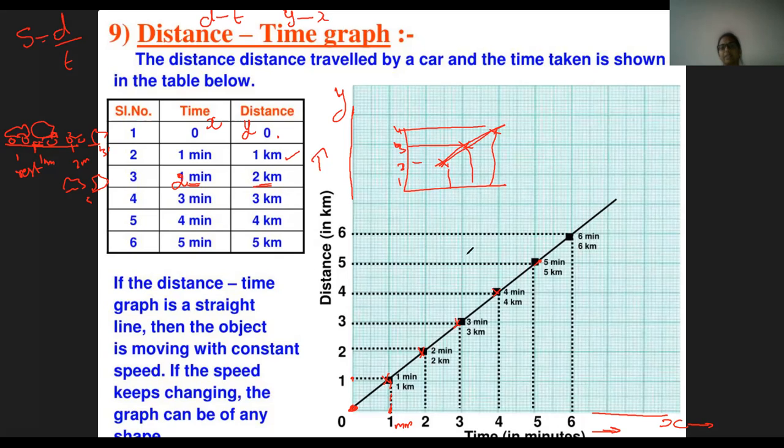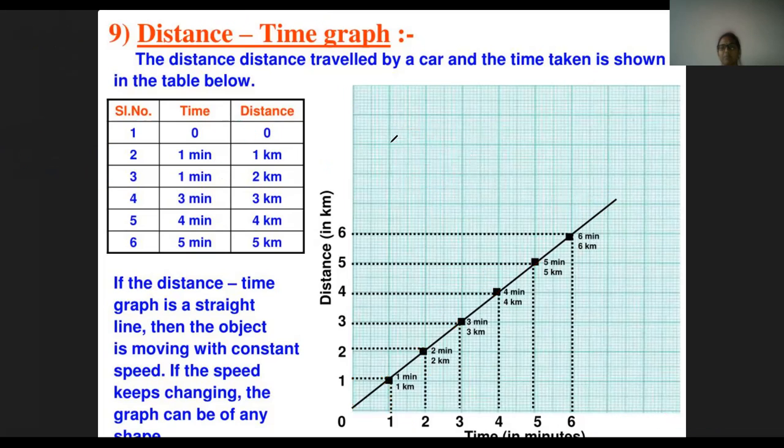If the line is passing through the horizon, it's a straight line. With a straight line, we can see equal distance traveled: 1 kilometer in the first minute, 1 kilometer in the second minute, 1 kilometer in the third minute. That means equal distance is traveled in equal intervals of time: equal time, equal distance. So this is what we call uniform motion or uniform speed. Clear, children, what is uniform motion? If the straight line is passing through the horizon, this is called uniform speed or uniform motion. Let us take another type of graph here.